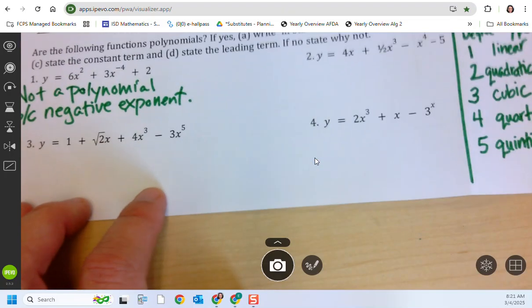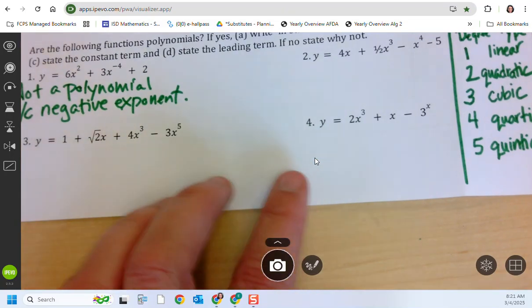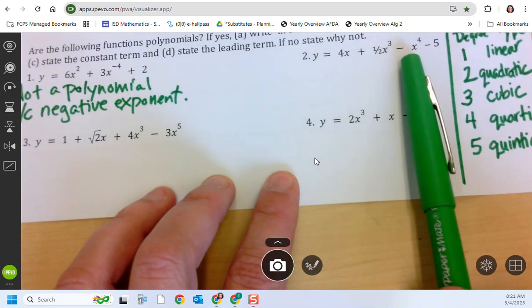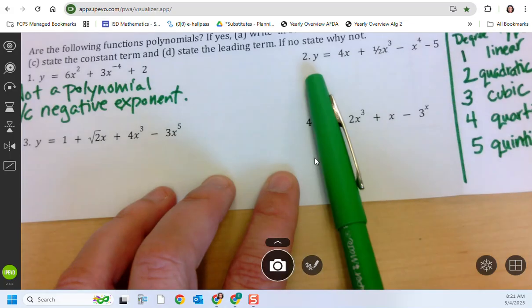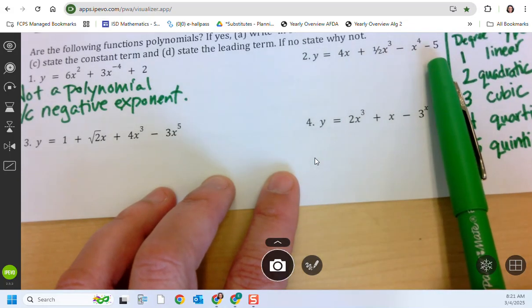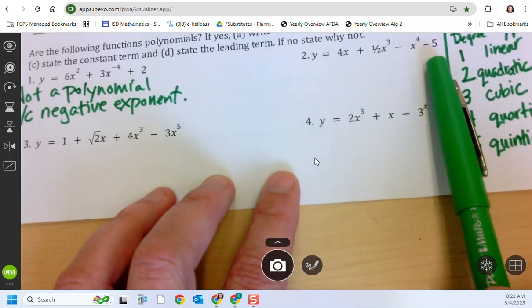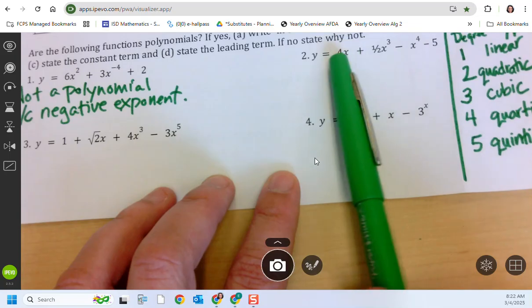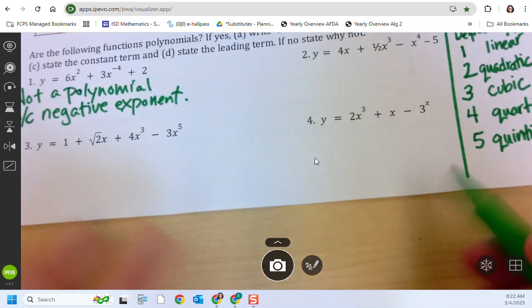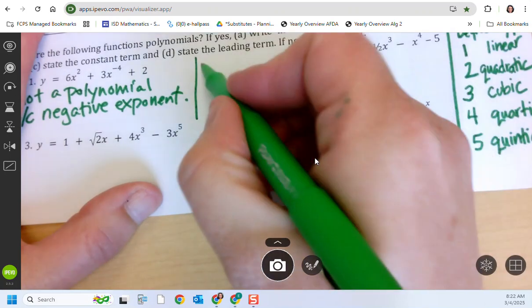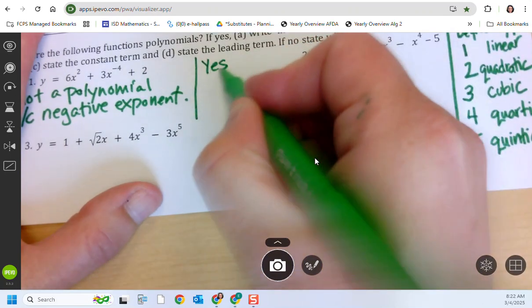All right, then we're going to look at problem 2. Are the coefficients real numbers? 4, 1/2, -1, -5. Are they all real? Yeah, they're all real. Are the exponents positive whole numbers? Yes. Okay. So this is a yes for number 2.